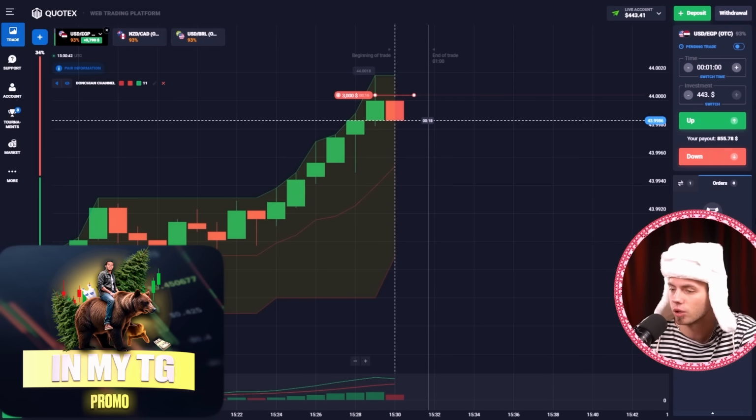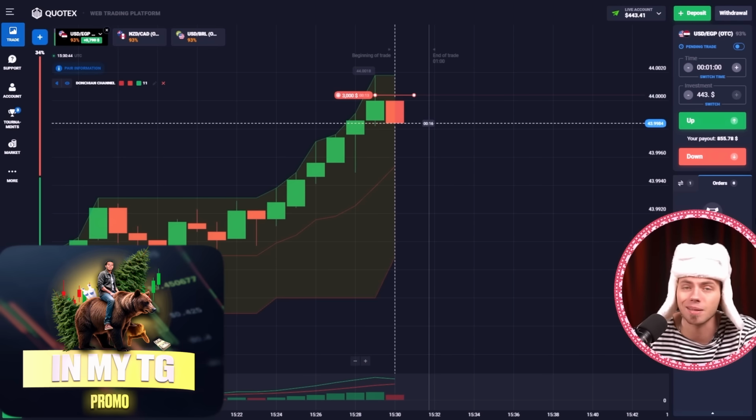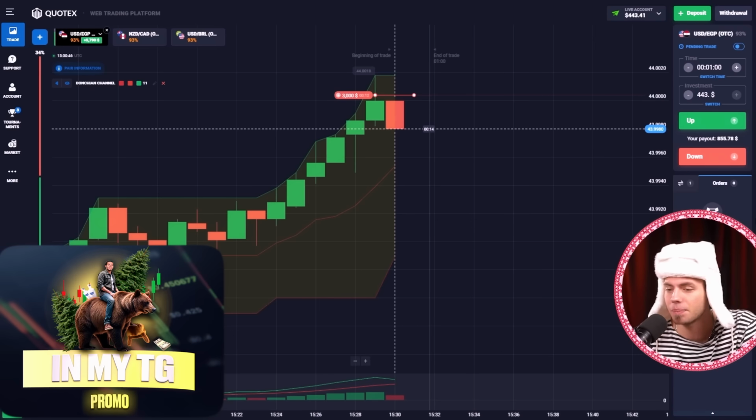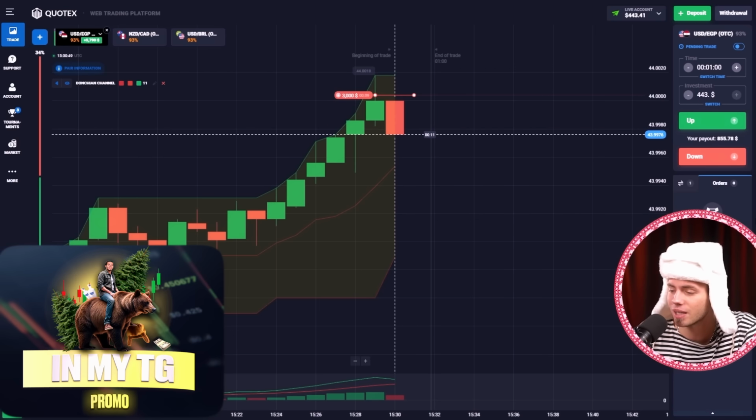It's the overbought zone, of course. So we need to wait a bit, just wait a bit, and be patient. Patience is very important in the trading profession. Okay, let's just wait.